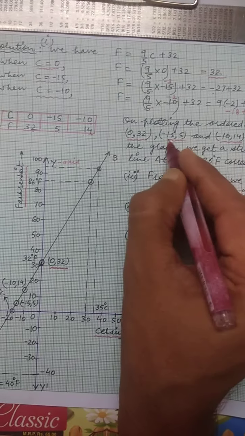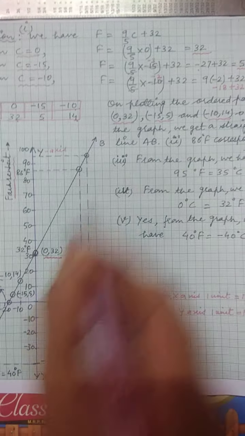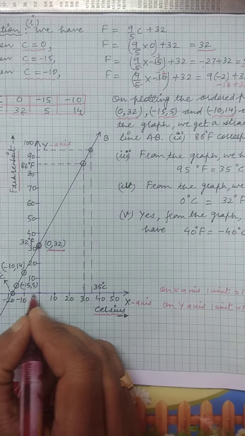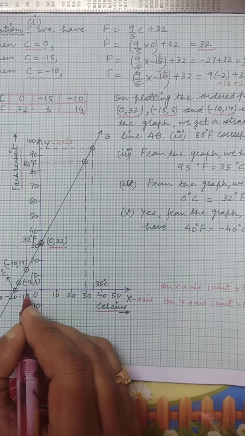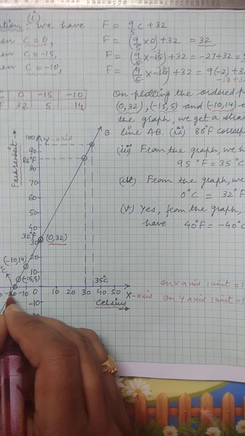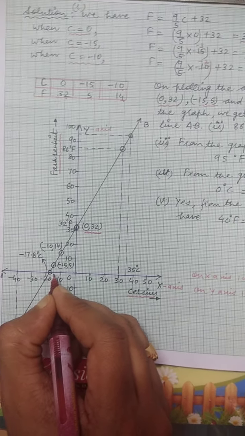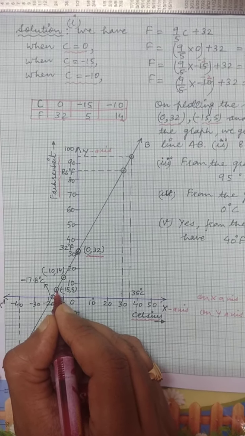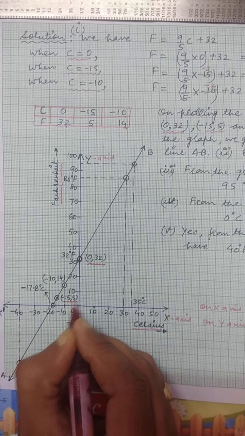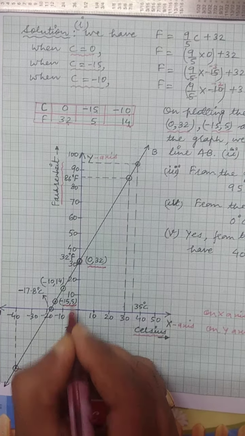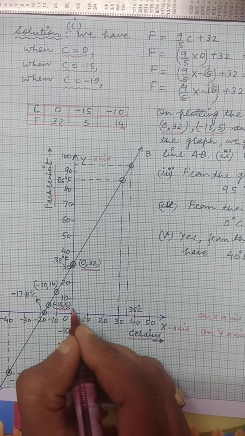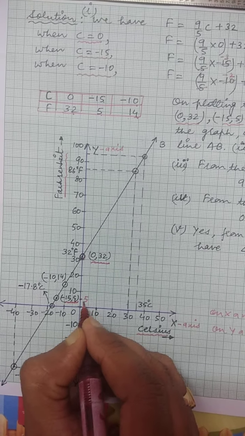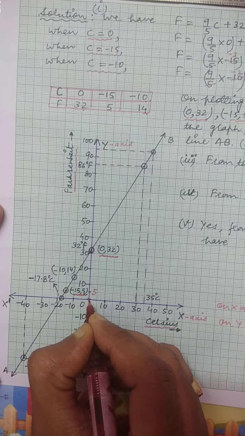The second point is (minus 15, 5). So X is minus 15, so minus X comes on this side. This is your minus 10, this is your minus 20, and in the middle of it, we will get the point as minus 15 and 5. And this 5 is between 0 and 10. 5 is your Y coordinate, so this is your 5. It will lie between 0 and 10.